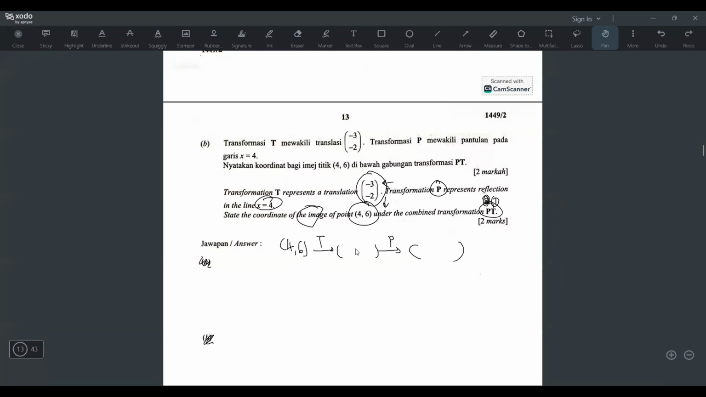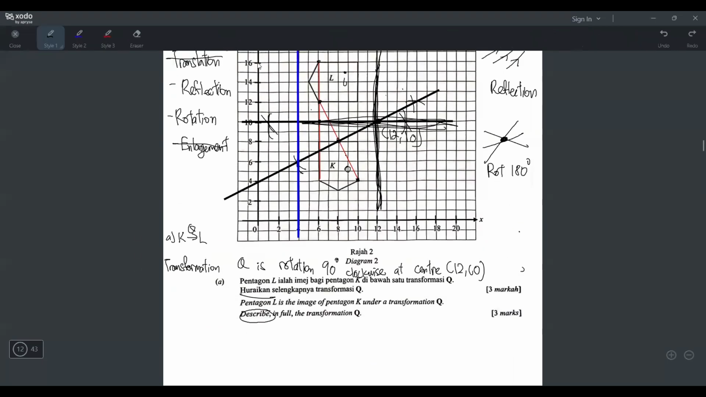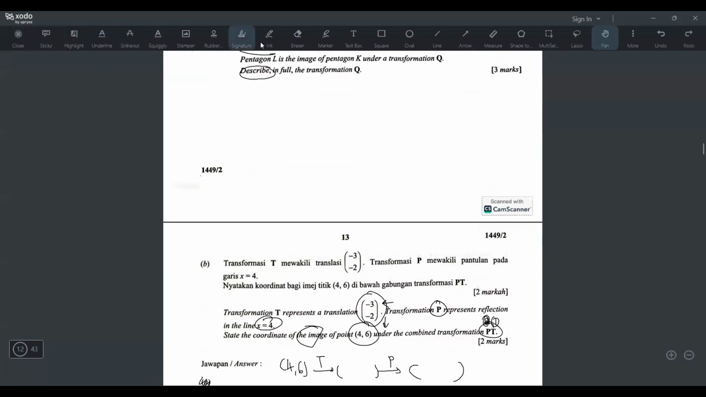How to do transformation T first? T is translation -3, -2. It means move towards left 3 units and then move down 2 units, but from 4, 6. So go to 4, 6. Where's 4, 6? I think it's here. Then move 3 left, 2 down: 1, 2, 3, and then 1, 2. So this is not the answer, but we have to write it down: 1, 4. So this is the first image.